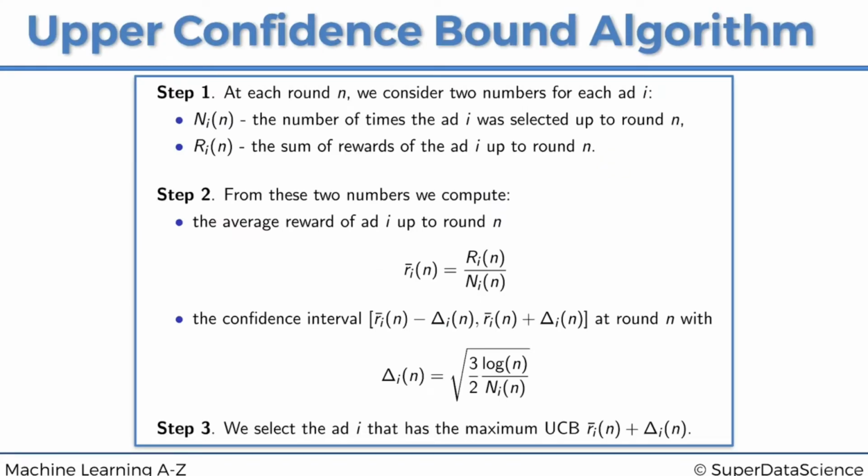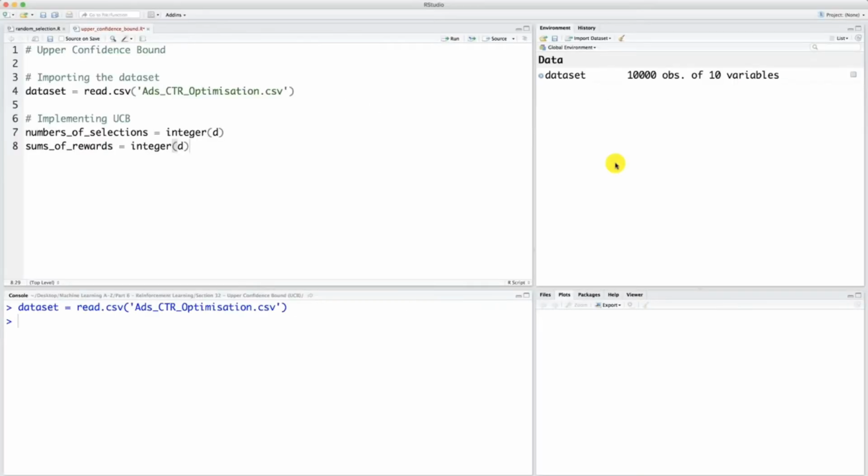Now let's move on to step 2. Step 2 is, from these 2 numbers we compute first the average reward of ad i up to round n, and second the confidence interval at round n. So basically we need to compute these 2 numbers at each round n. So let's implement this step 2.